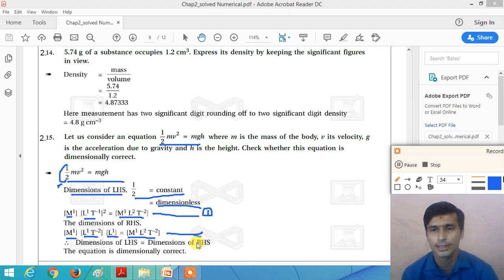Otherwise the equation is dimensionally incorrect. So the correctness of the equation we can check with the help of dimensional analysis.